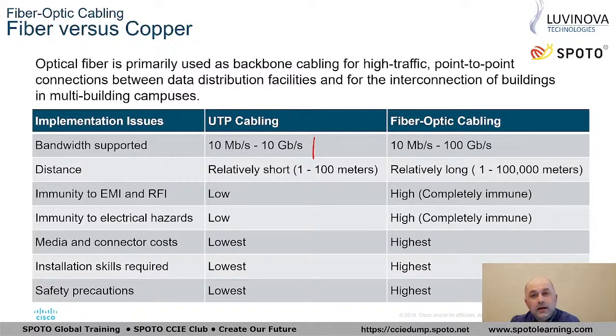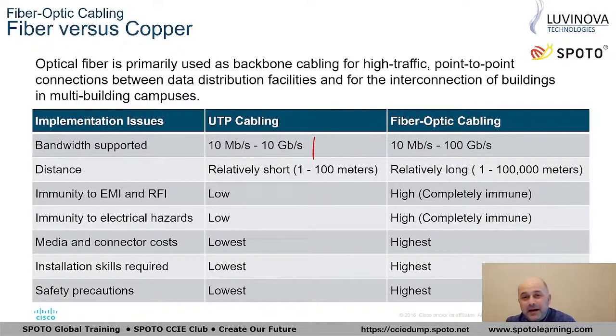Distance. LAN is formed by UTP because the distance inside the building, inside the room, inside the floor, is limited, it's not too long. So it's relatively short, from 1 to 100 meters. Comparing with the fiber optic, it's up to 100,000 meters. Yes, 100,000 meters.